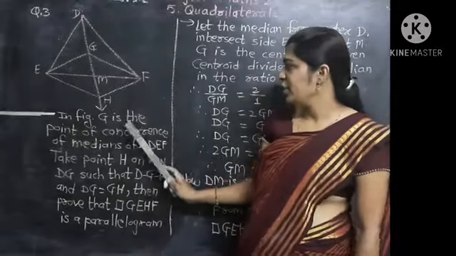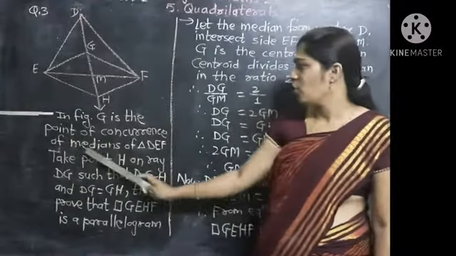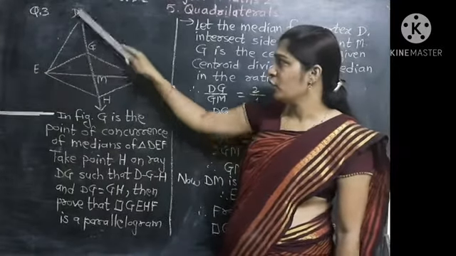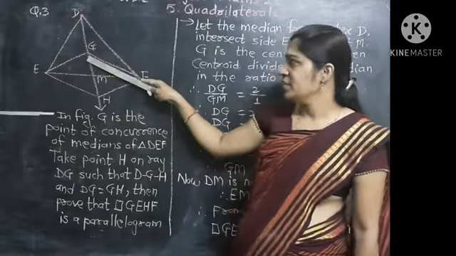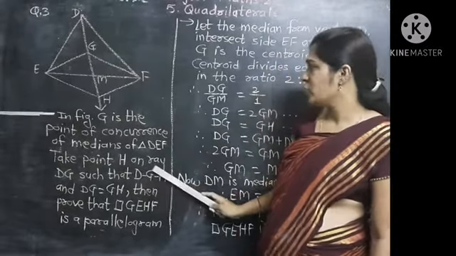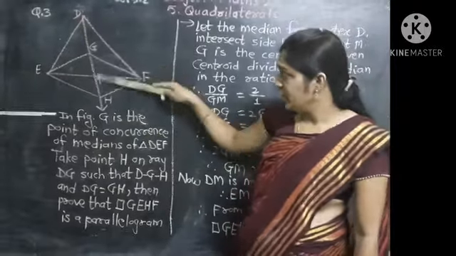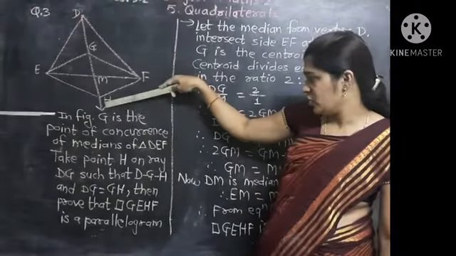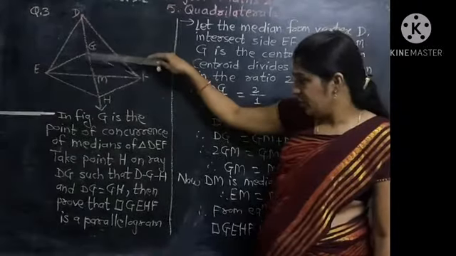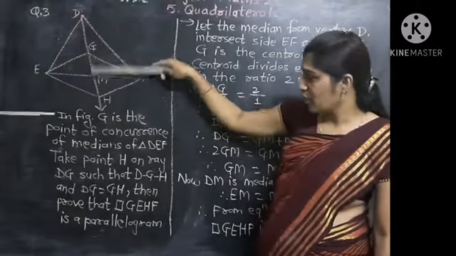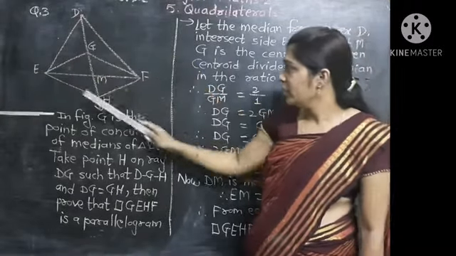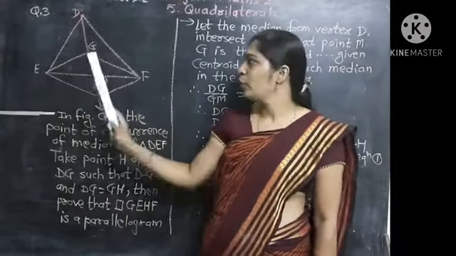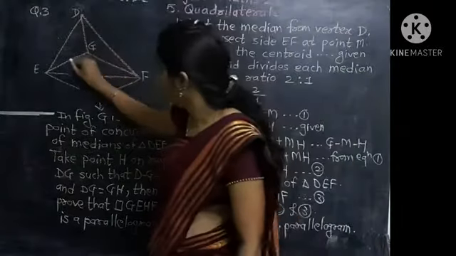In the figure, G is the point of concurrence of medians of triangle DEF. Here G is the point of concurrence of this triangle's medians. Take point H on ray DG such that DG is equal to GH. These both are congruent. Then prove that GEHF is a parallelogram.